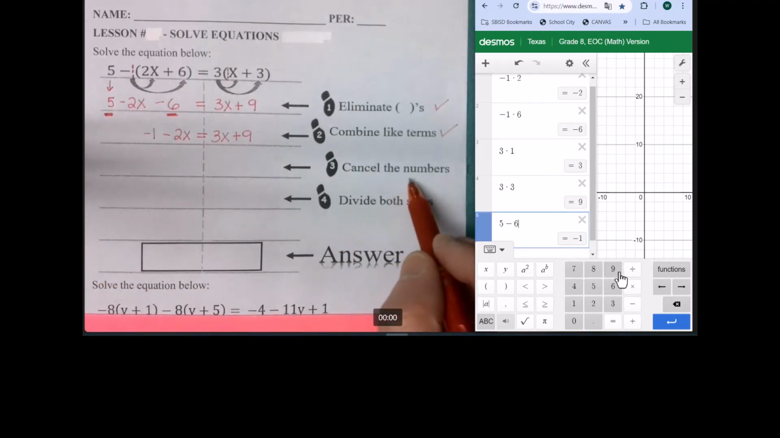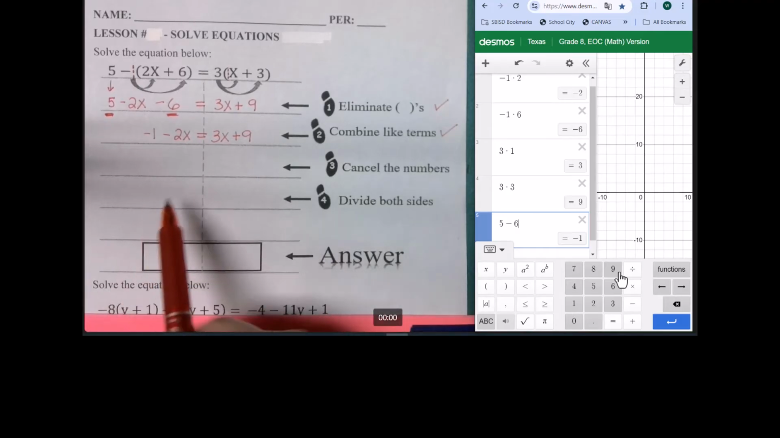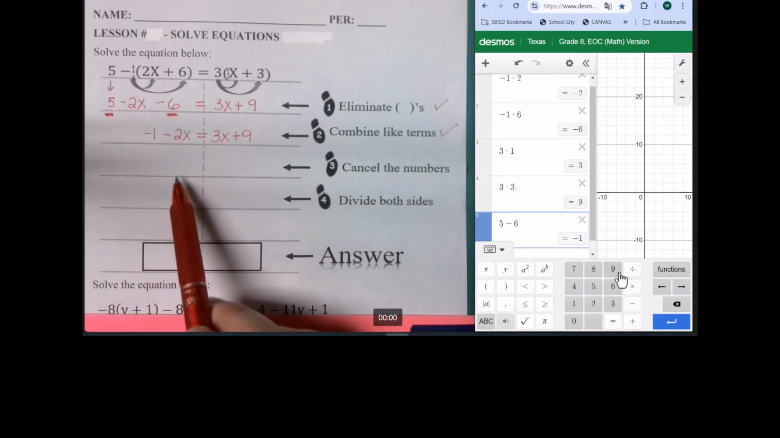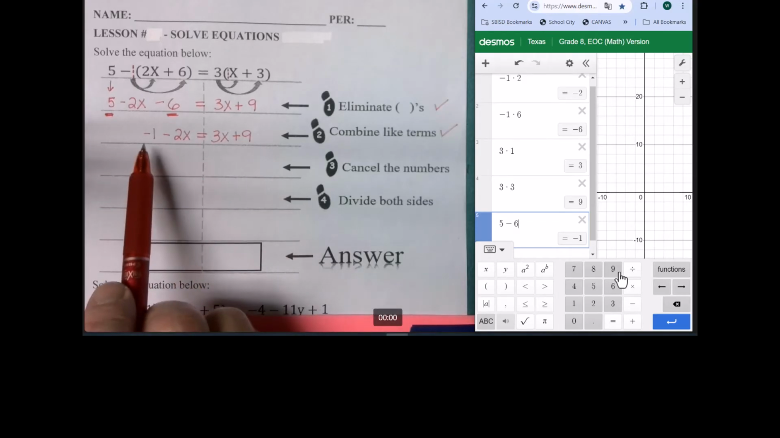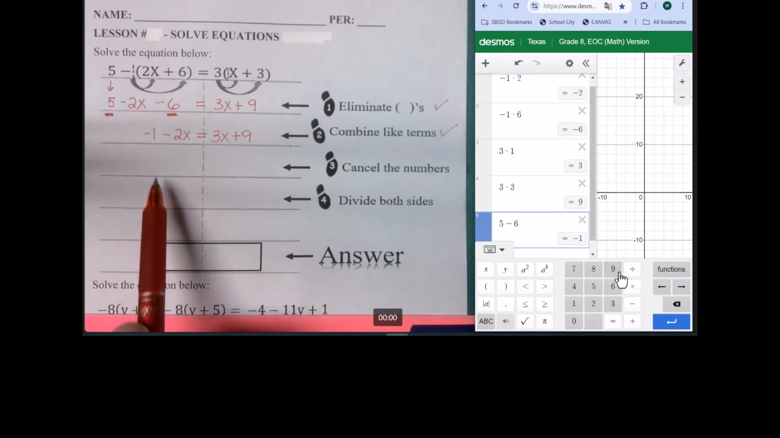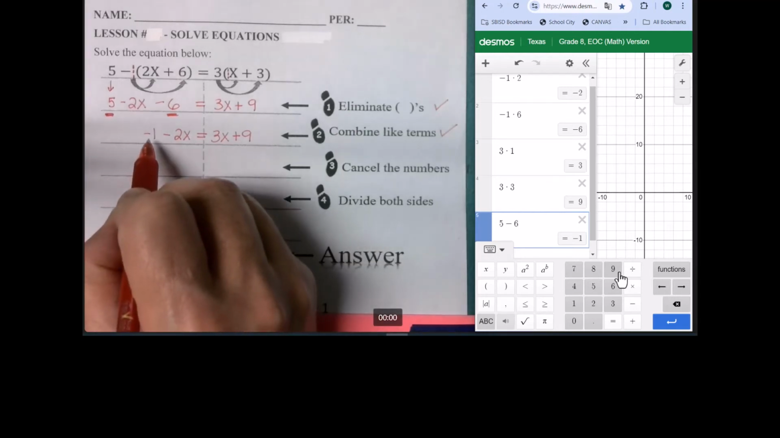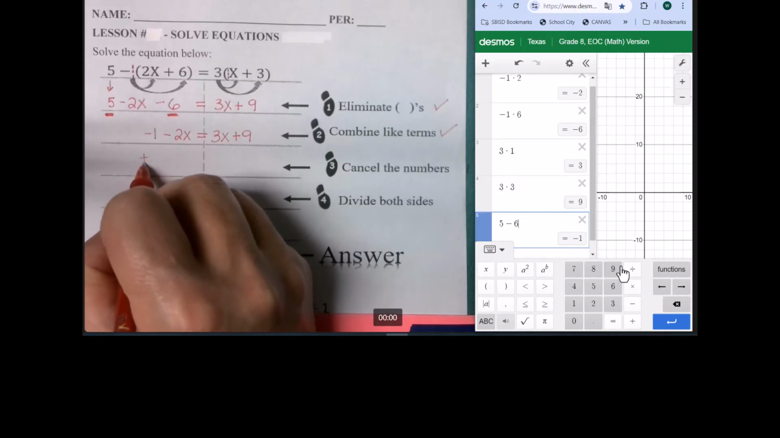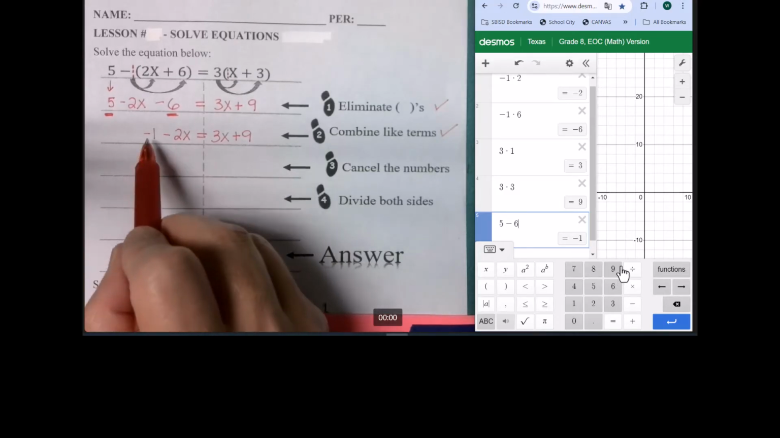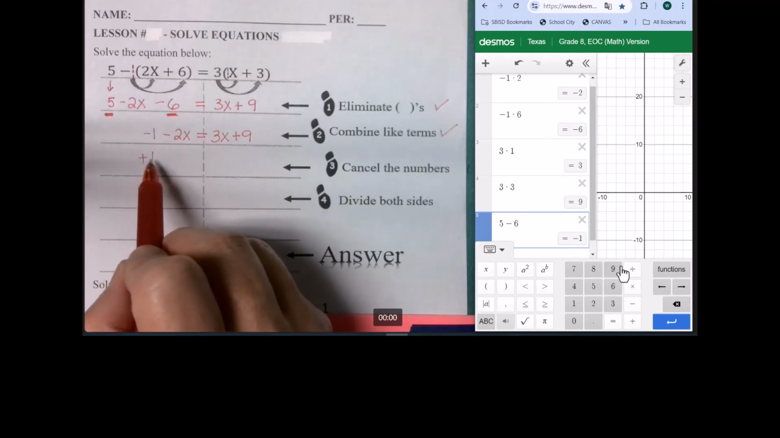Okay, next one is to cancel the numbers. Basically on an equation, we want the numbers with letters on this side and numbers without letters on this side. Negative 1 does not have a letter, so it is on the wrong side because this side I want to reserve only for numbers with letters. So I'm going to cancel negative 1. If I want to cancel a negative number, all I have to do is add that number. So I change the sign from negative to positive, and now negative 1 plus 1 will cancel.